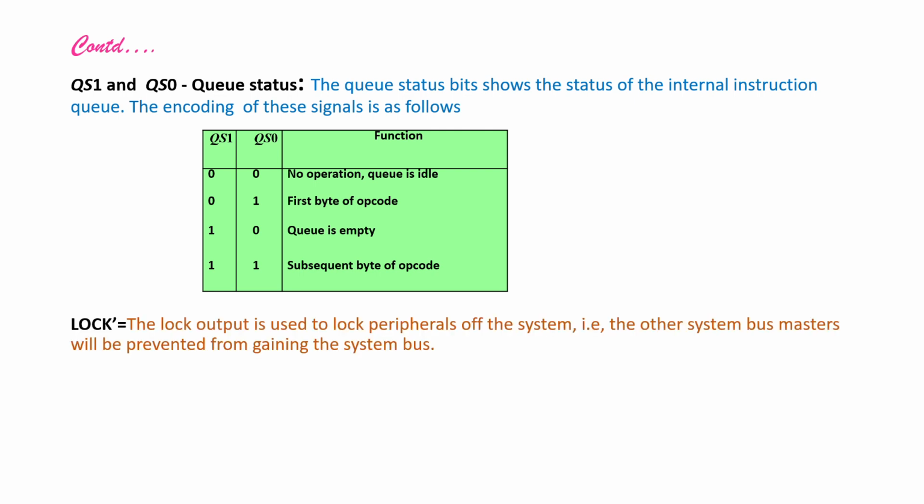Now, next is the lock bar. The lock output is used to lock the peripherals of the system. That is, the other system bus masters will be prevented from gaining the system bus.